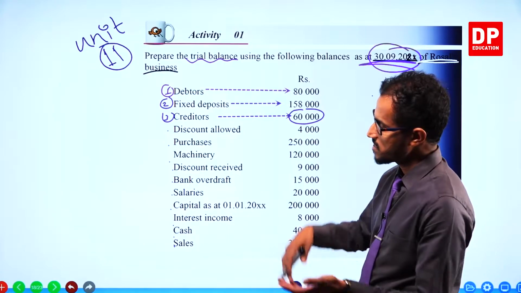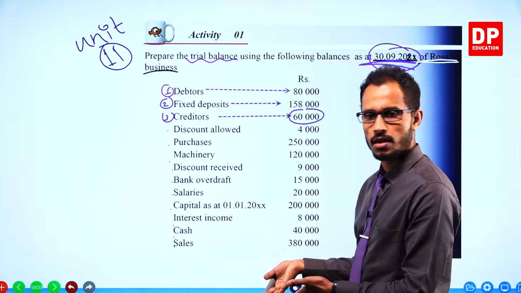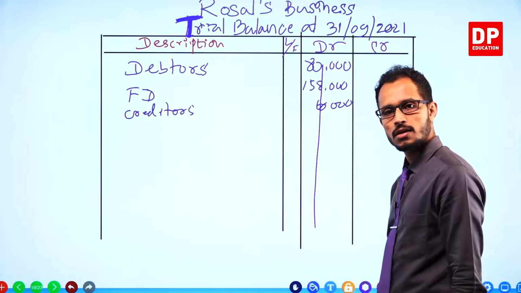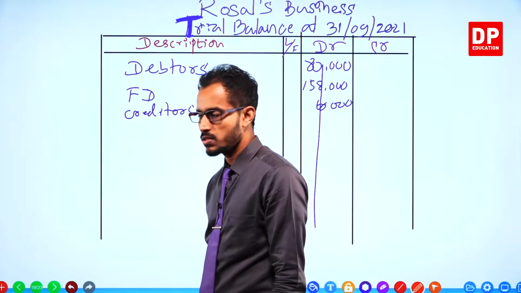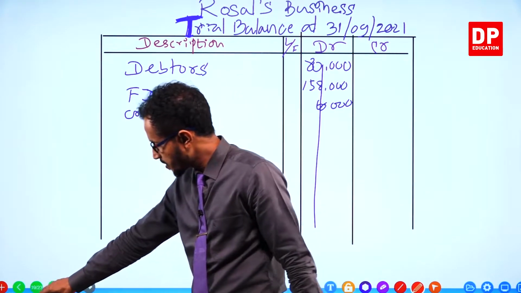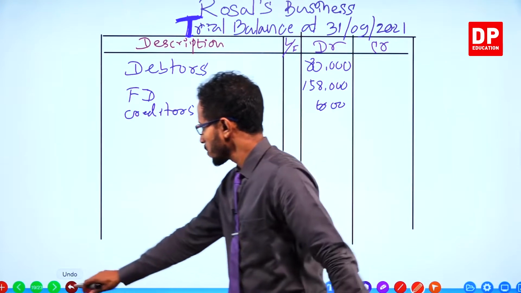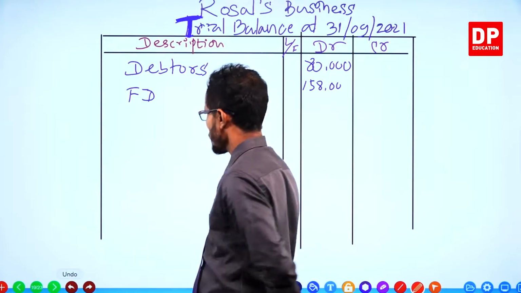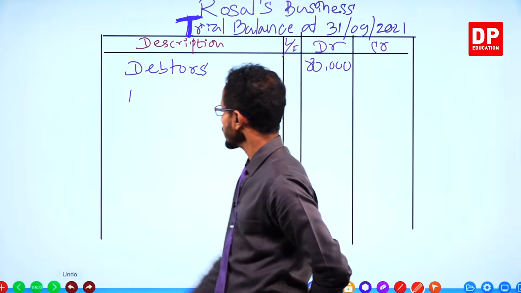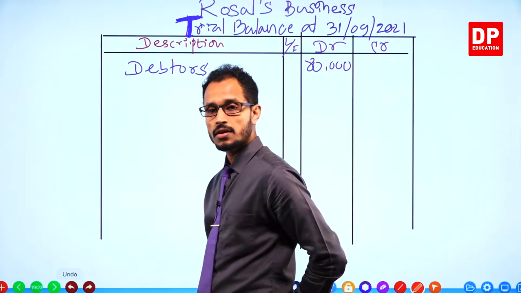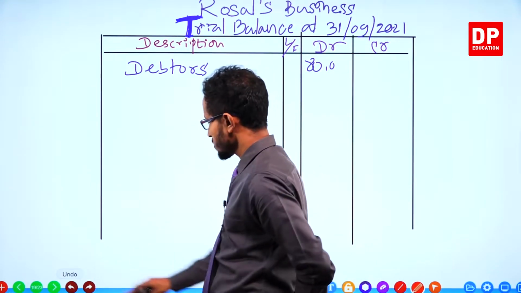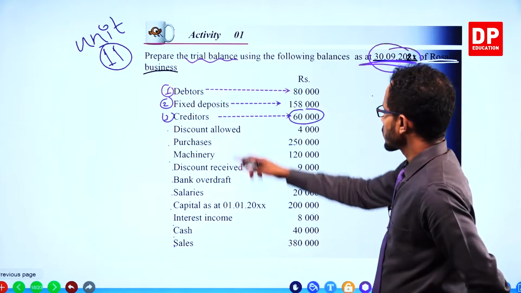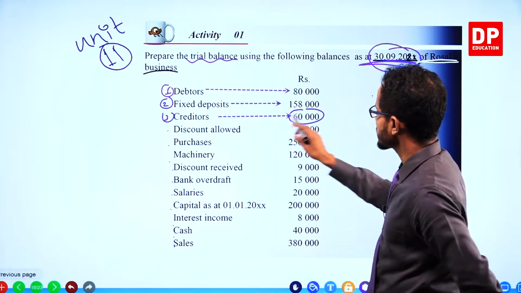What are you going to do? You are going to list down all the balances in the debit side. Everything in the debit side. You have to know, that's not the way. First, you have to figure out which balances are debited, and which balances are credited. Right? Let's go and see. We have fixed deposits 158, creditors 60.